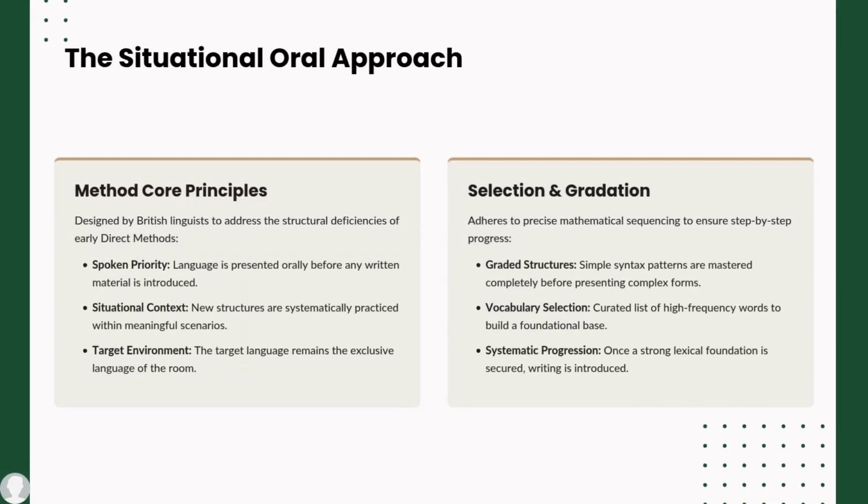To introduce structural rigor to direct immersion, British linguists formulated the situational oral approach. This module relies on selection and gradation. Spoken language is systematically introduced before written language. New structures are embedded within meaningful situational contexts. And concerning the syntax, it is carefully graded, ensuring simple patterns are thoroughly mastered before introducing complex structures. In terms of vocabulary, it is carefully curated based on frequency to establish a strong foundational lexicon.